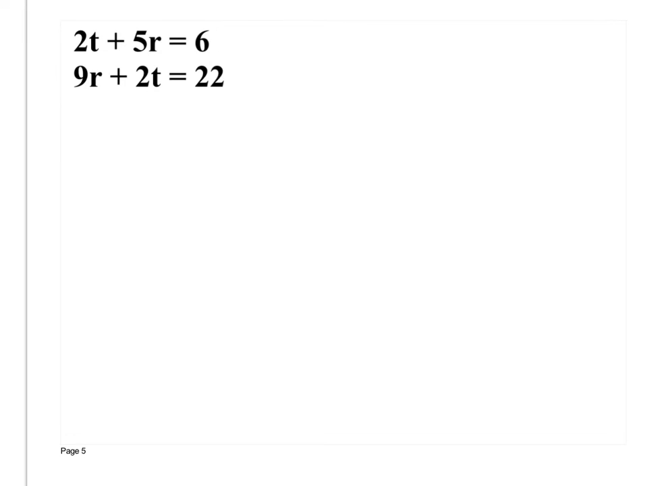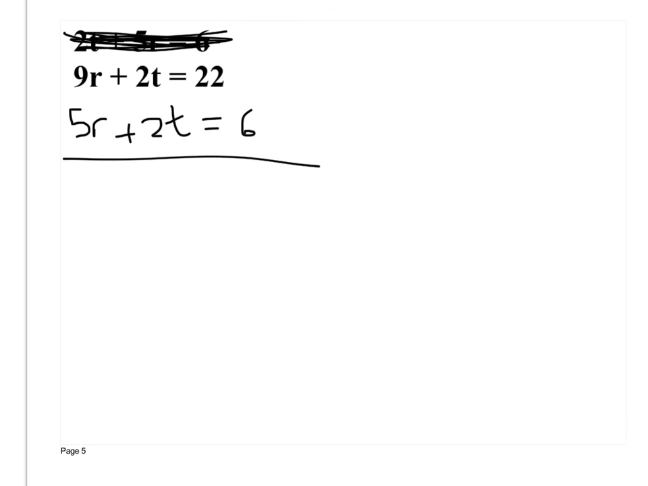2t plus 5r equals 6, and then 9r plus 2t equals 22 on the bottom. I need to get the variables lined up. It doesn't matter if I have t on the left or t on the right. I like to switch the top one, so I'm going to put 5r first and 2t next, and then 6. I do that just because it's easier for me to write out. If I tried to switch the bottom one, then I'd have to write them both out, and I don't want to do that.